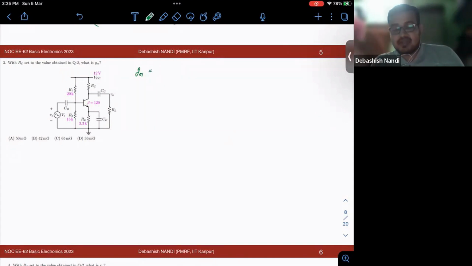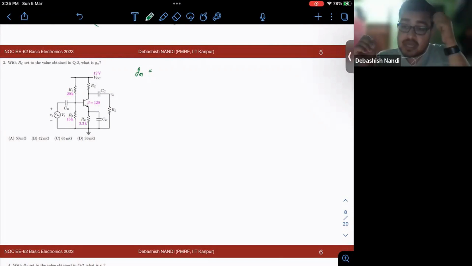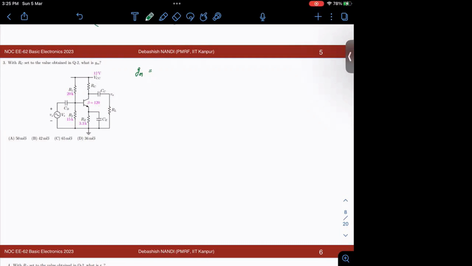Let's make this interactive. It doesn't matter whether you know it or not. It will help you eventually. You can unmute and tell me what GM is. Not the formula, the actual meaning. Gautam, Gauri, anyone? Yes, sir. Sir, conductance. What do you mean by conductance? Sir, I have no idea.